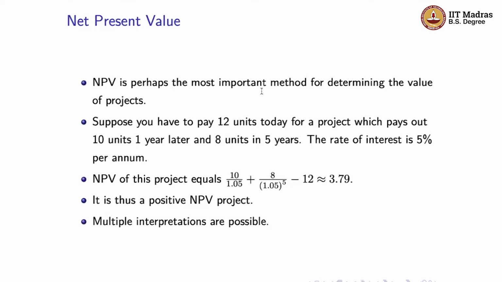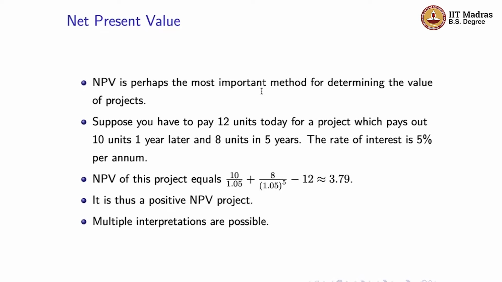So this is actually perhaps the most important method for determining the value of projects, right? So let's take an example. Suppose that you have to pay 12 units today for the project that we just discussed, which is going to pay out 10 units 1 year later and 8 units in 5 years' time. The rate of interest is 5% per annum. So what's the NPV of this project?